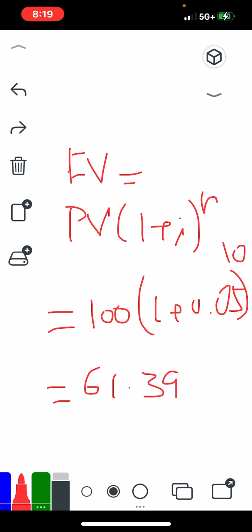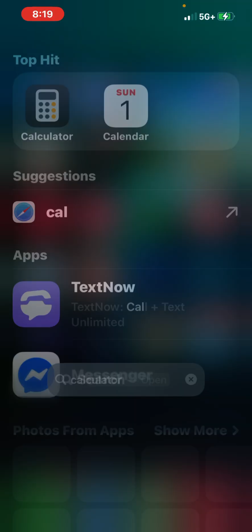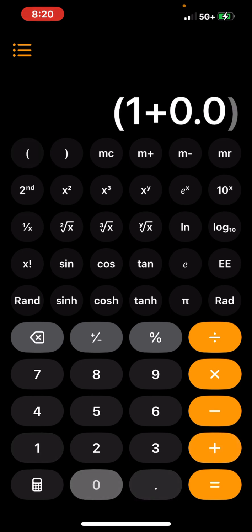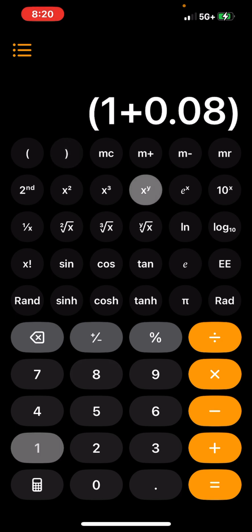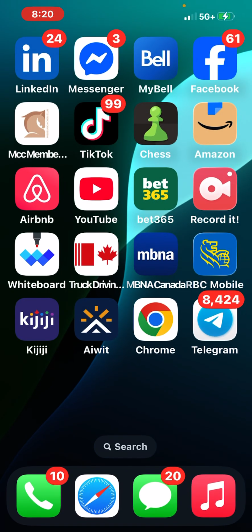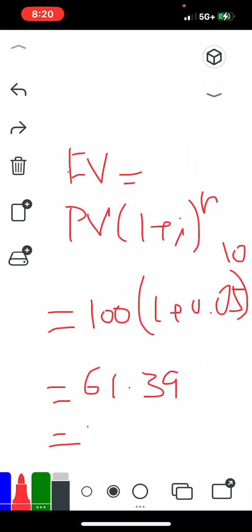Now if you were to change the interest rates, let's say the interest rates go up to 8%, this will be 1 plus 0.08, all raised to 10, times 100. This becomes $216. So this will be your future value. We know that as the interest rates go up, the future value goes up as well. As the interest rates go down, the future value goes down.